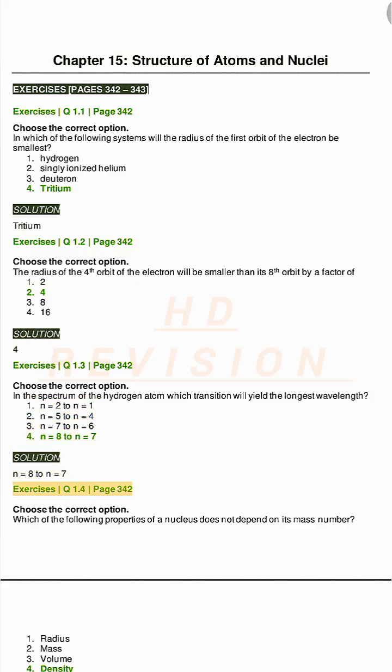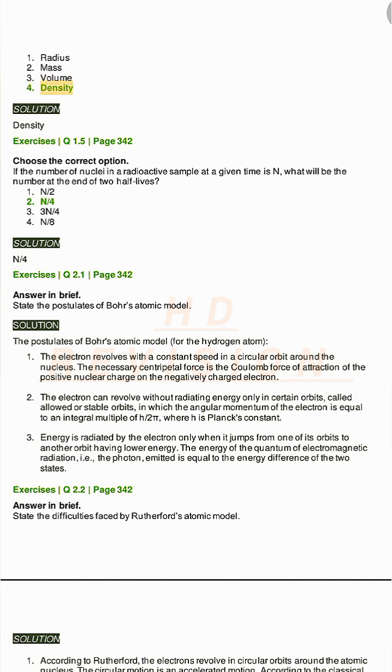Exercises Q1.4, page 342. Choose the correct option. Which of the following properties of a nucleus does not depend on its mass number? 1. Radius 2. Mass 3. Volume 4. Density. Solution. Density.